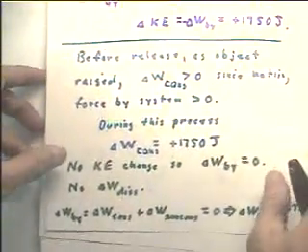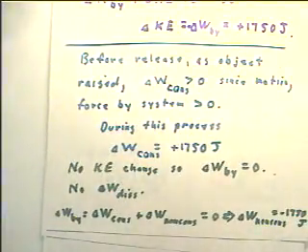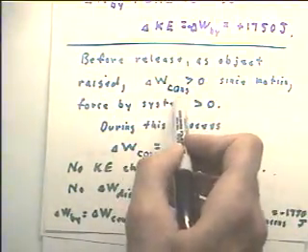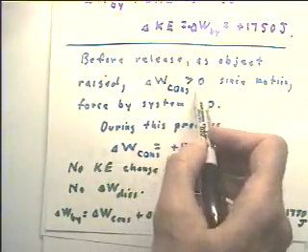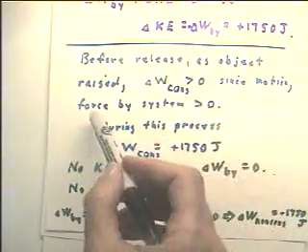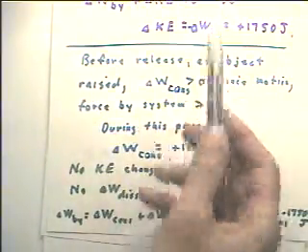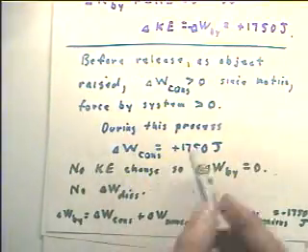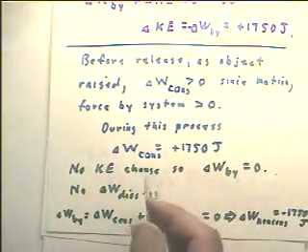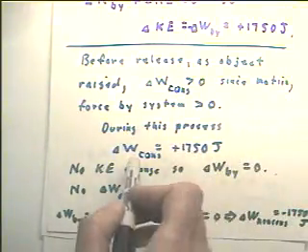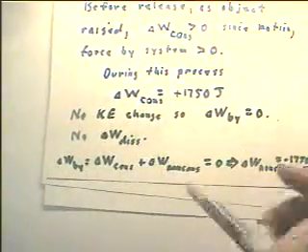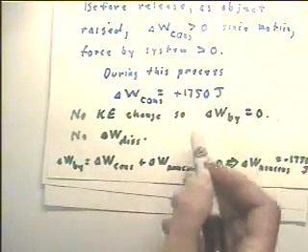Now let's think about what happened before release as the object was raised. The work done against conservative forces was positive, since as we raised the object up, the motion is in the upward direction, and the force exerted by the system has to be in the upward direction. So the work done against conservative forces has to be positive. During this process then, the work done by conservative forces is plus 1,750 joules, and we get that using the same forces that we had before.